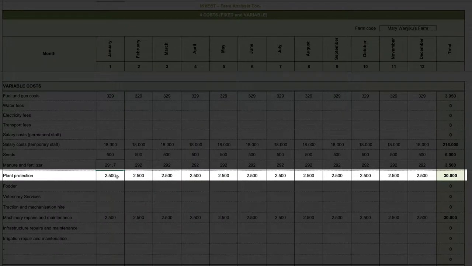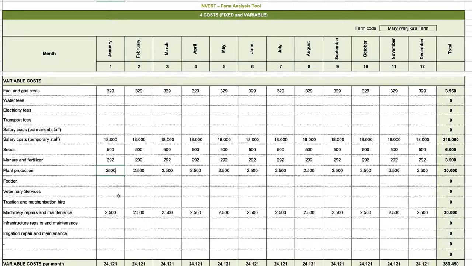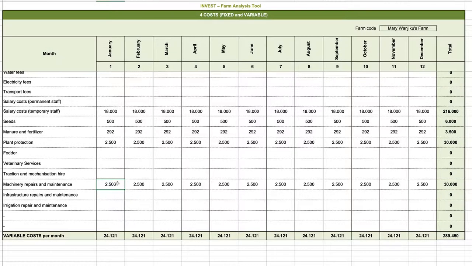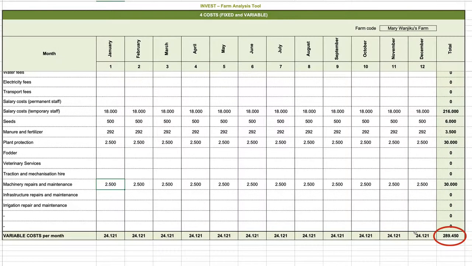Herbicides have been bought as well. 150 liter at 200 Kenyan shillings per liter makes 30,000 Kenyan shillings. Divided by 12 months gives us a monthly value of 2,500 Kenyan shillings, which we enter. Repair and maintenance costs of 30,000 Kenyan shillings occur. This gives us a monthly cost of 2,500 Kenyan shillings. Variable costs per year is calculated from these values and sum up 289,450 Kenyan shillings.